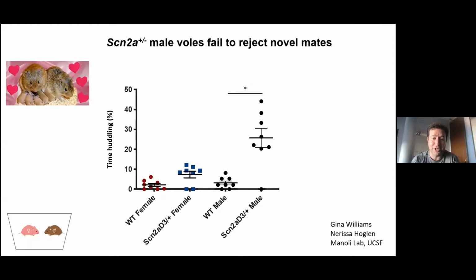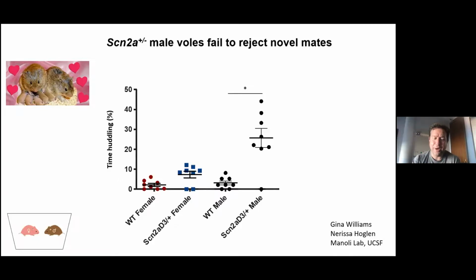And this is work done by Gina and Narissa in Dev's lab. If you introduce a novel animal to that huddle partner, a normal animal, which is called WT or wild type, they'll reject that animal. They'll actually fight them and say, stay on the other side of the room. I don't want anything to do with you. I miss my girlfriend or my boyfriend. You stay away. You can see the lines for time huddling for the wild types are near 0 for both wild type females and males.